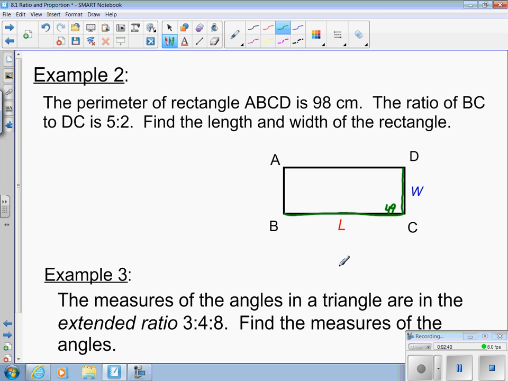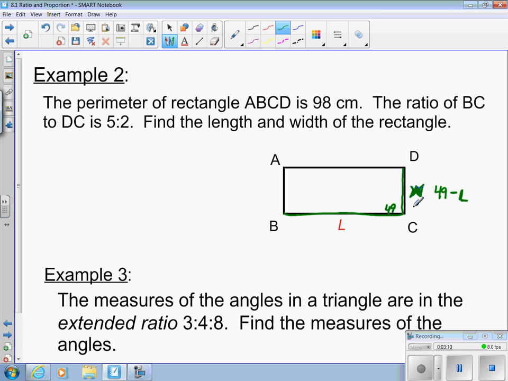And from there, I have two variables right now. I'm going to make it so I only have one variable. So I'm going to pick one of the sides. Maybe I'll pick this side and I'll call it L. And rather than calling the other side W, if this is L, this side is going to be 49, the total length, minus whatever length this is here. So 49 minus L is going to be the length of DC.